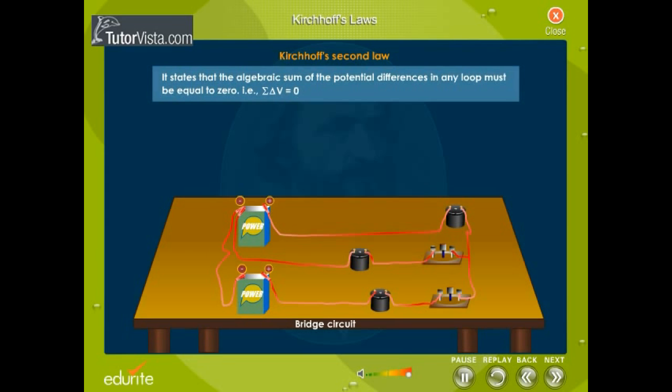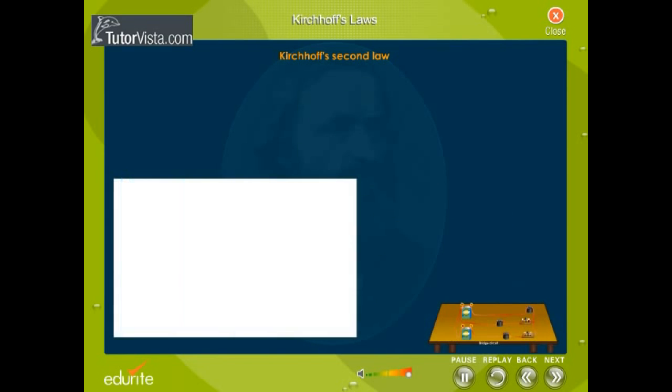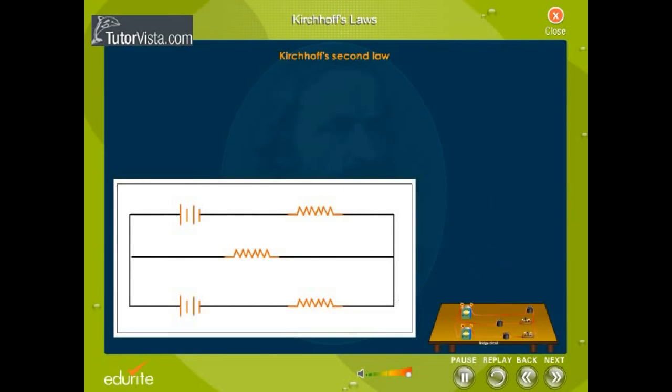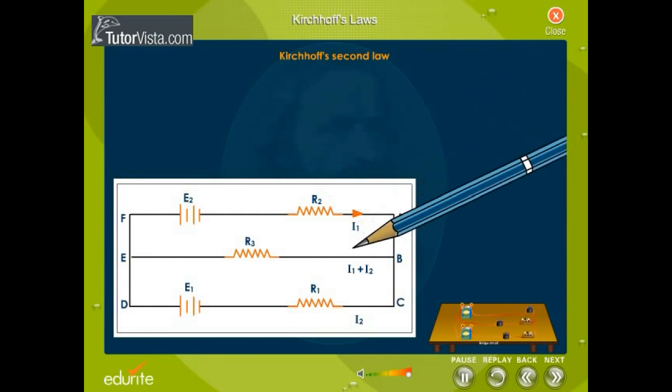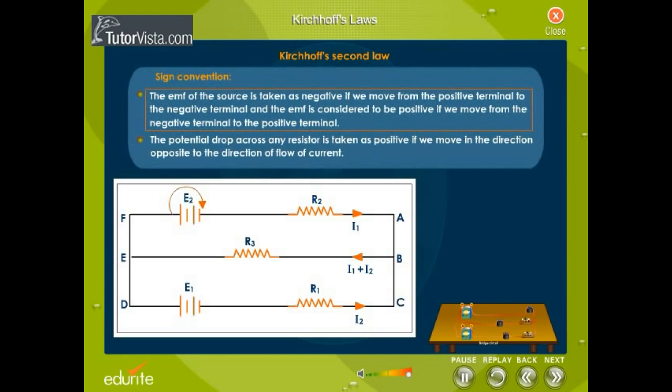Let us see how the loop rule is used to solve the given bridge circuit. First, draw a circuit diagram to represent the circuit. Mark the direction of flow of current through each branch of the circuit. Then apply the sign convention. According to the sign convention, the EMF of the source is taken as negative if we move from the positive terminal to the negative terminal, and the EMF is considered positive if we move from the negative terminal to the positive terminal. The potential drop across any resistor is taken as positive if we move in the direction opposite to the direction of flow of current, and vice versa.